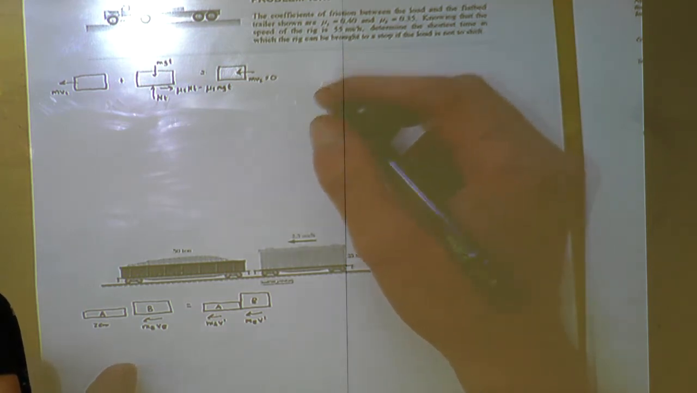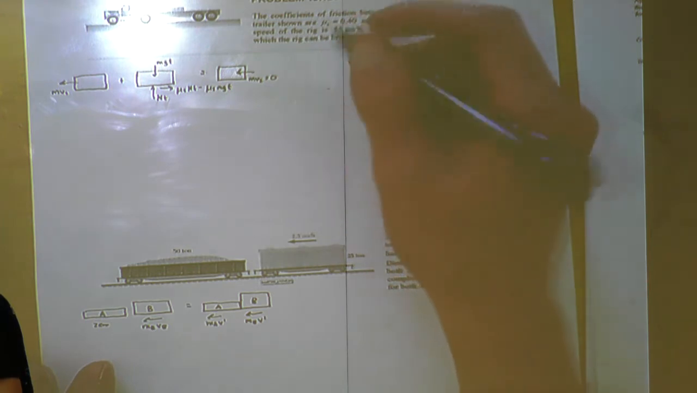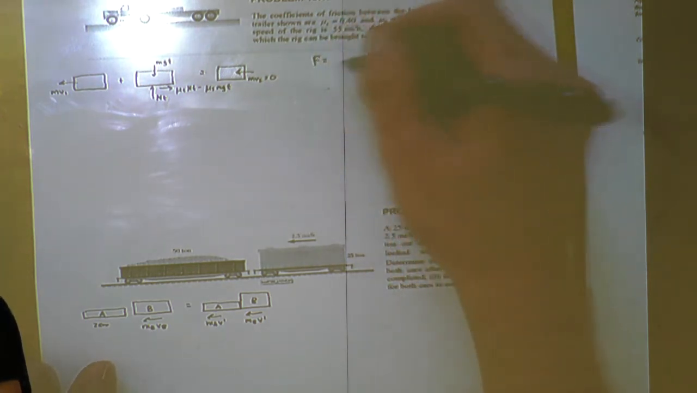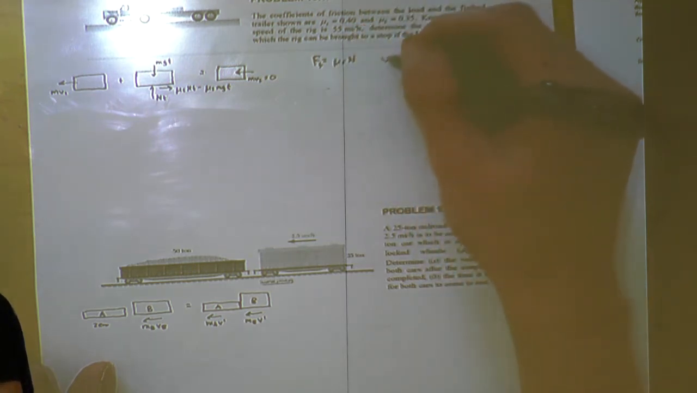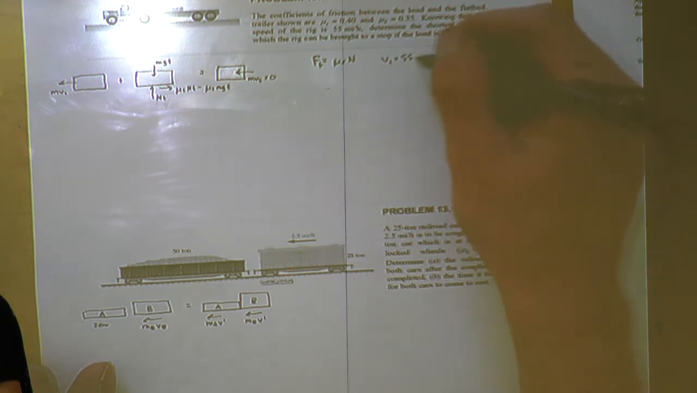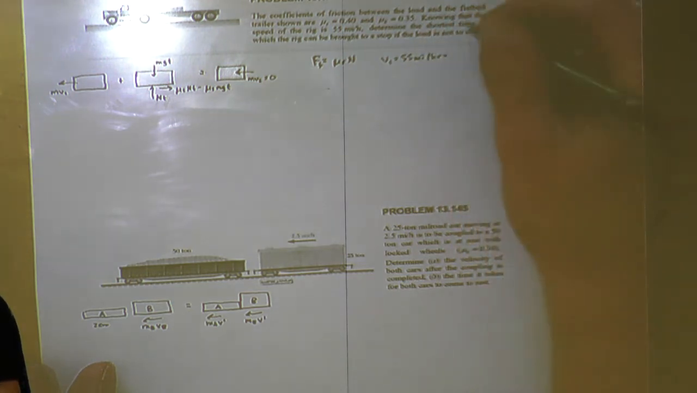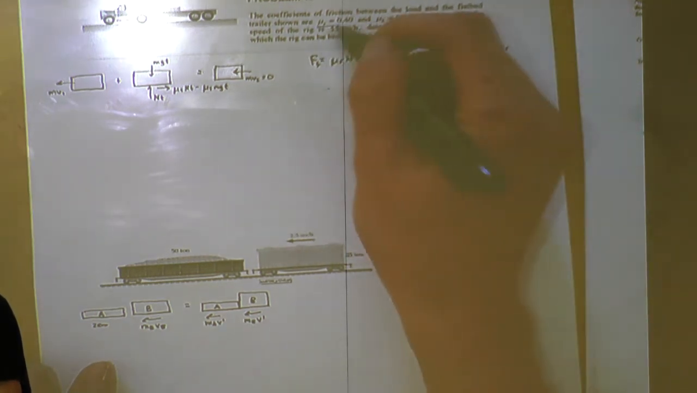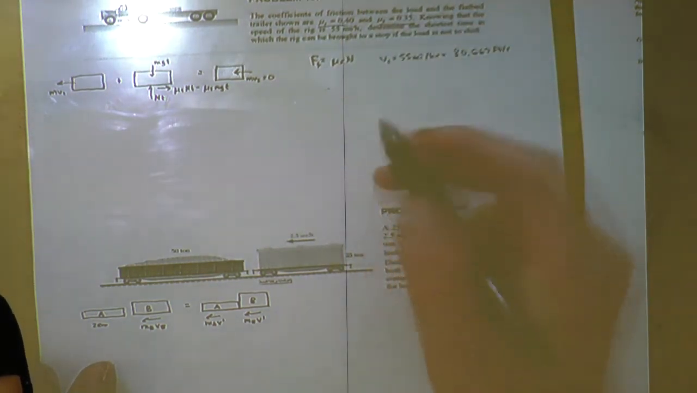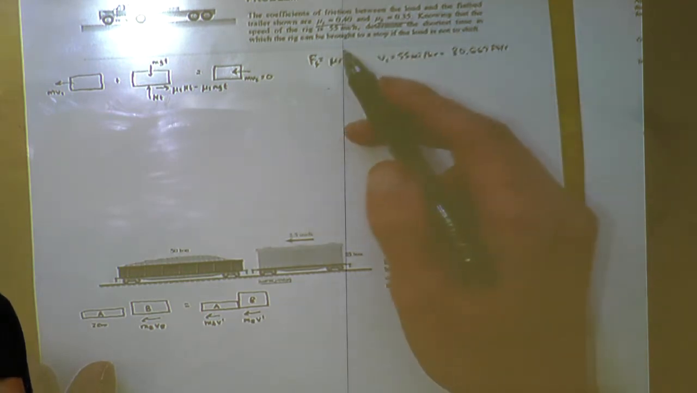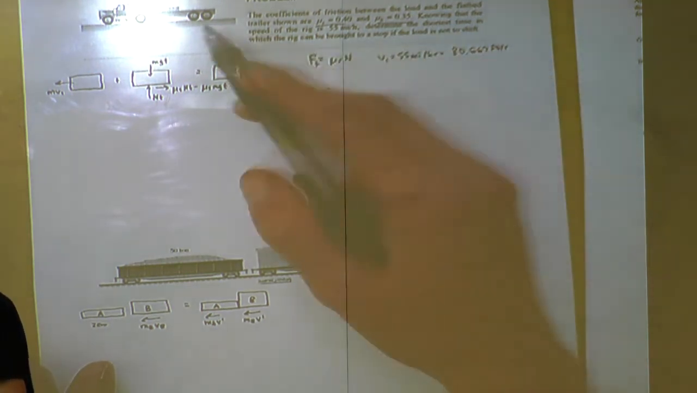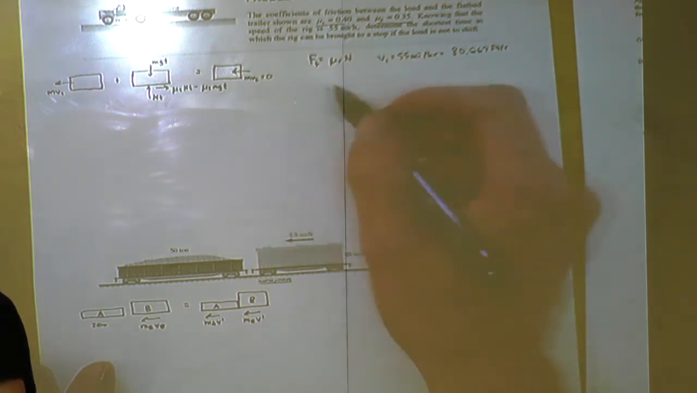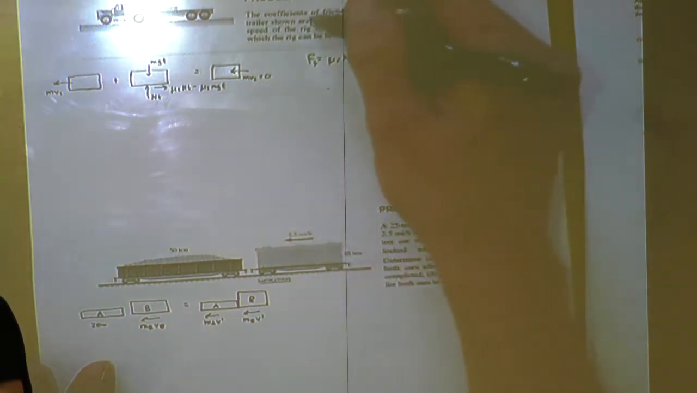So it's going to be principle of impulse momentum. The main formula we're going to use is the force of friction, and V1, so 55 miles an hour is equal to 80.667 feet per second. And we have these two values. We're looking for the shortest time that the truck can stop if the load's not going to shift. So we're going to be dealing mainly with the static friction.